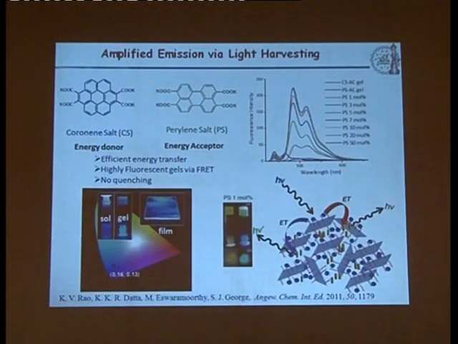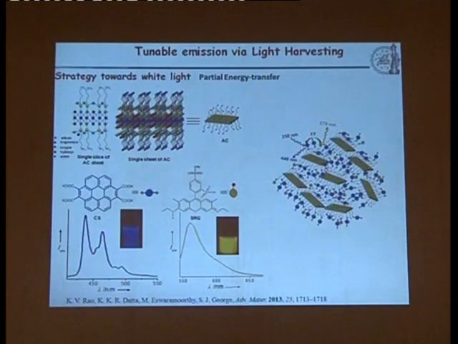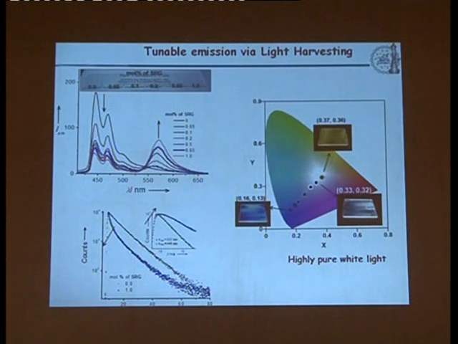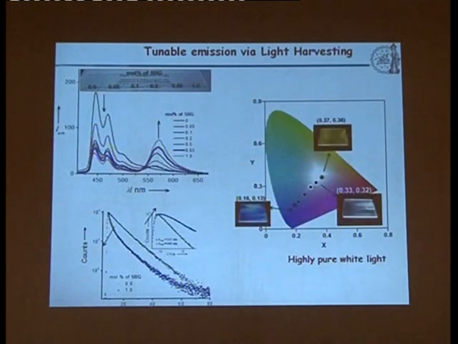And also, what about light harvesting? We can incorporate multiple dye molecules into these clay galleries, and as soon as you put in a donor and acceptor, you see an efficient energy transfer from the donor to the acceptor. With just 1% of the acceptor required, you get an efficient energy transfer. You can again vary the colors, and you can also introduce an acceptor which is yellow emissive here, and you can get a bright white light emission out of it.